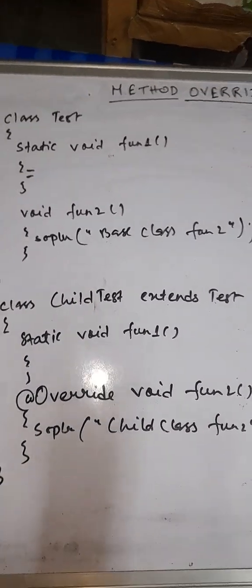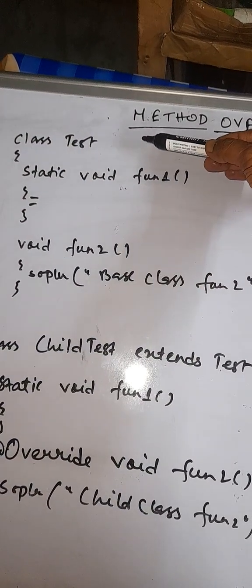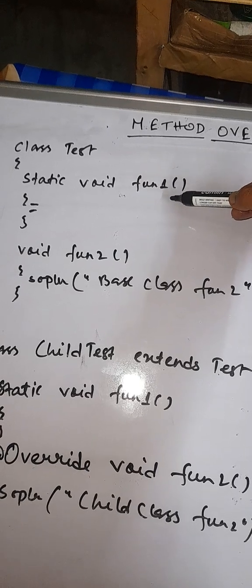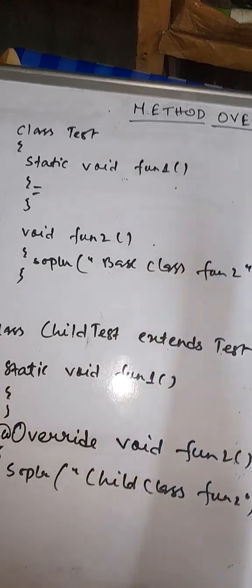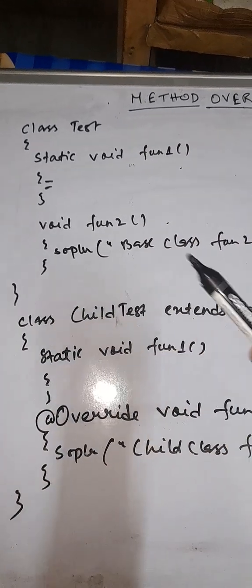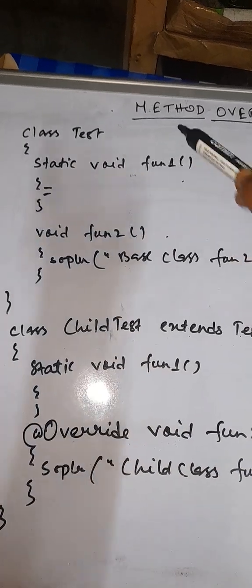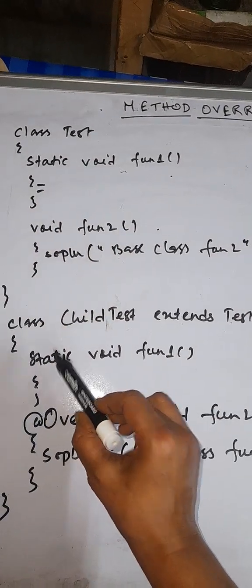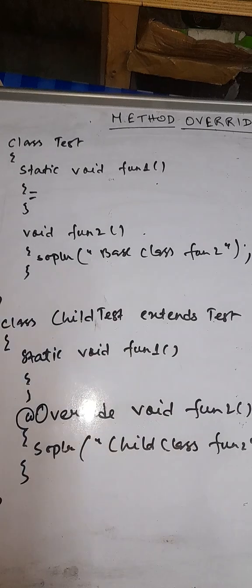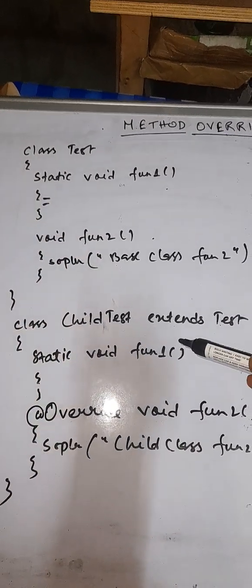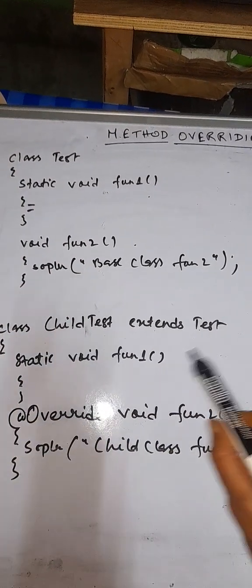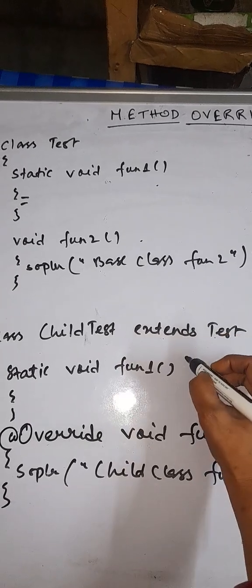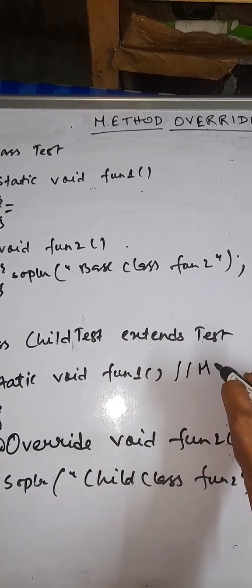Now you see this example. This one is a class Test. Within the class Test, I declared one static method, and this one is a non-static method. And within the child class, I declared the same method name, which I also declared as static. It looks like this fun1 is overridden within the child class. No, this one is not overriding. This one is method hiding.